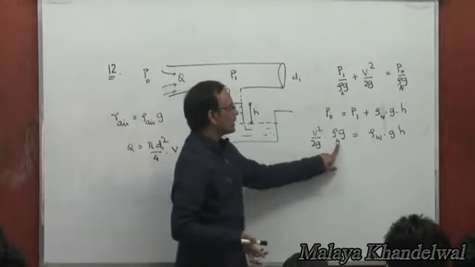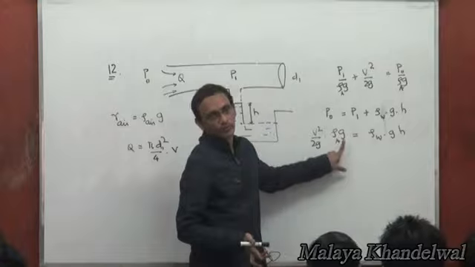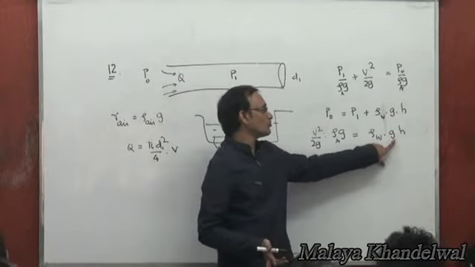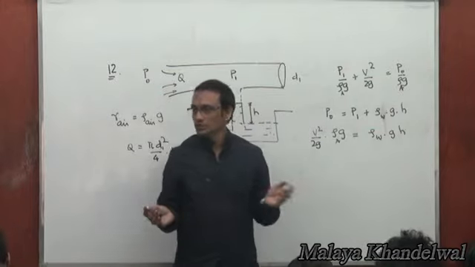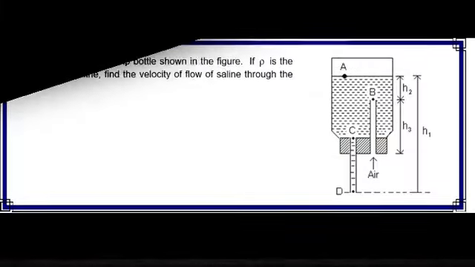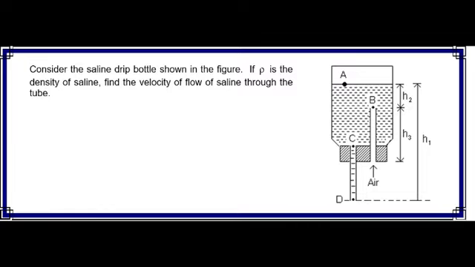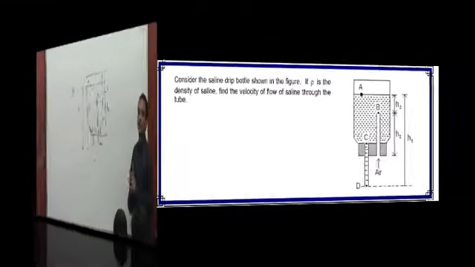Right? And rho A into G would be gamma of air. Rho A into G would be gamma of air, rho water into G will give you H. Clear? Saline arrangement.